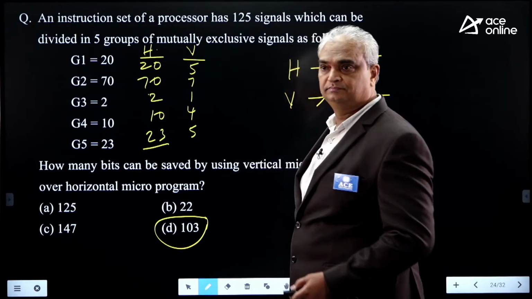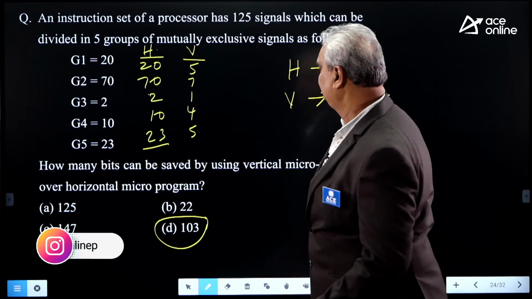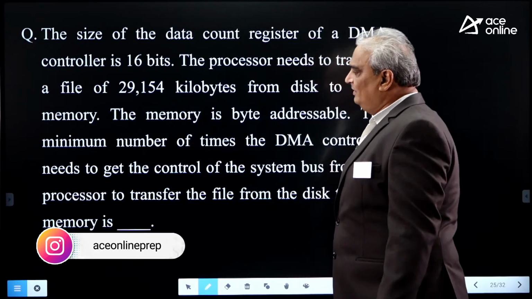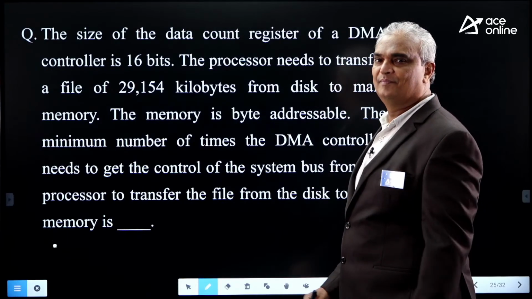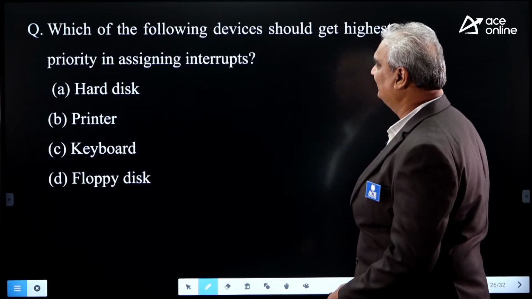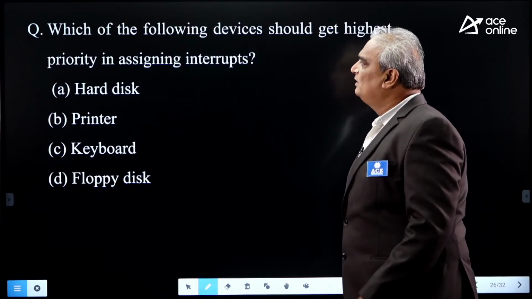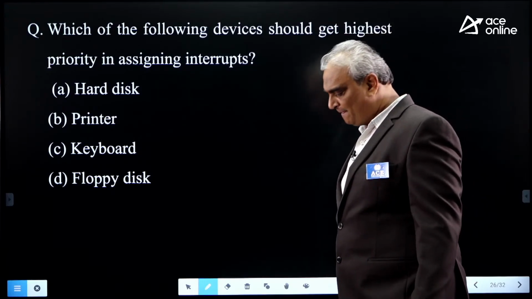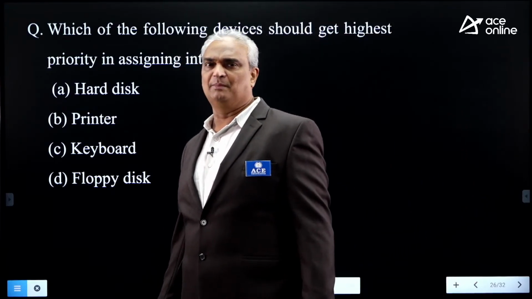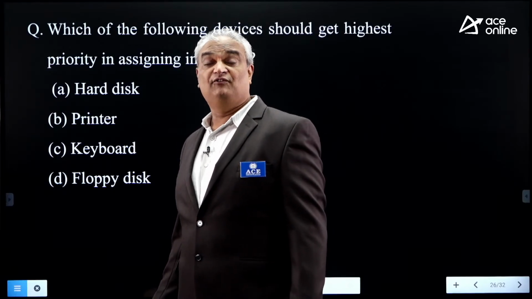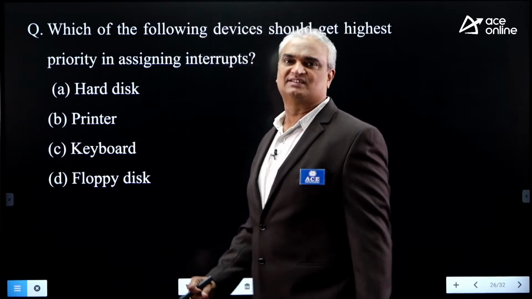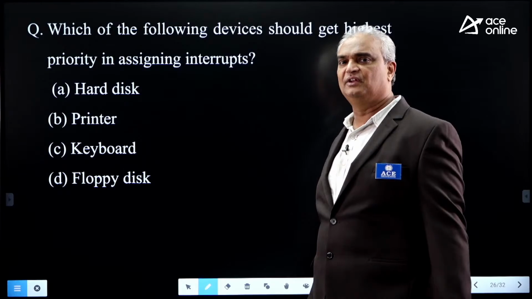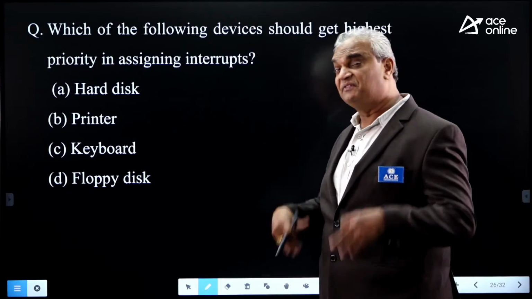Next. Now, IO organization. In this, first let me explain this. Which of the following devices should get the highest priority in assigning interrupts? Interrupt means a sudden break in normal program execution. If more than one device asks for the processor's services, the processor gives highest priority to the high-speed device and lowest priority to low-speed devices. Which one is serviced first?